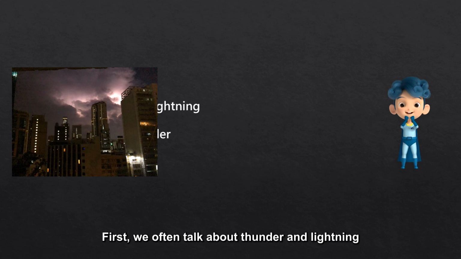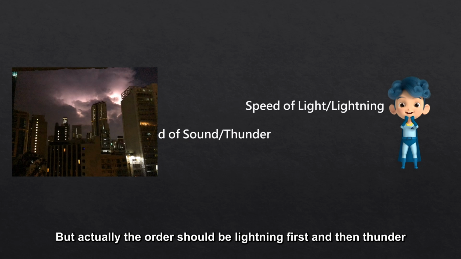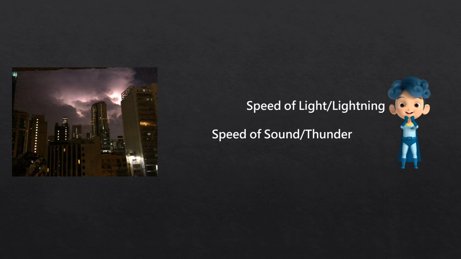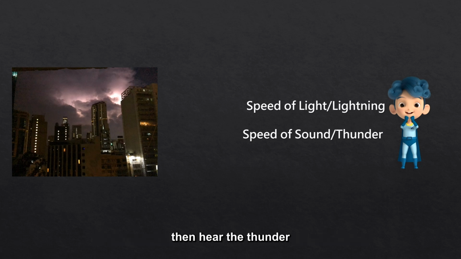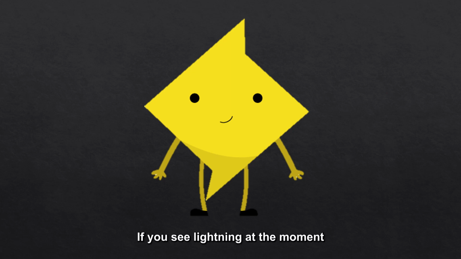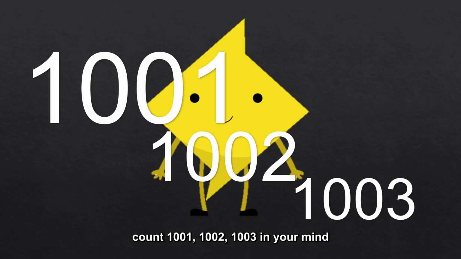First, we often talk about thunder and lightning. But actually the order should be lightning first and then thunder. So the weather observer will first see the lightning, then hear the thunder. If you see lightning at the moment, count 1001, 1002, 1003 in your mind.